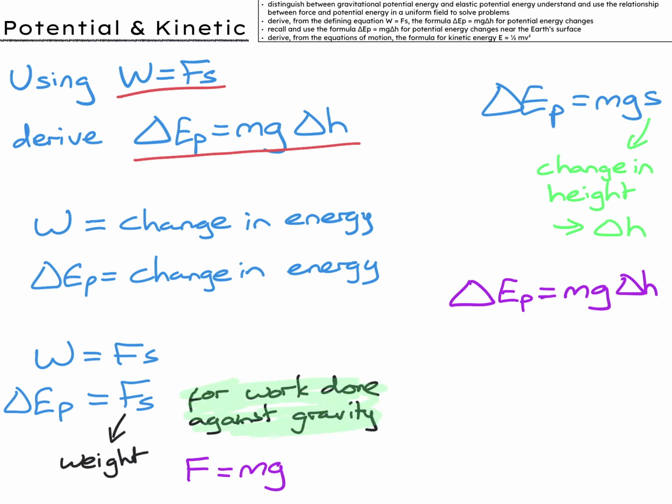Notice that I've written a few things down there to explain what I'm doing. If I jumped from mgs to mg delta H, I wouldn't be explaining myself clearly. I wouldn't be deriving the equation.